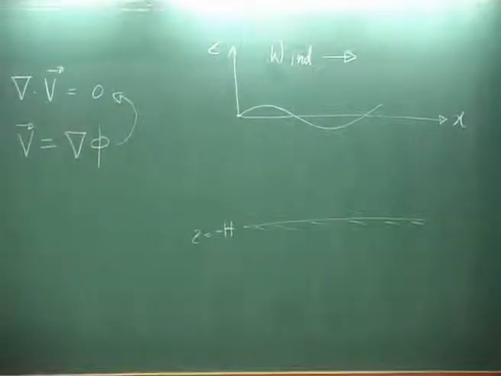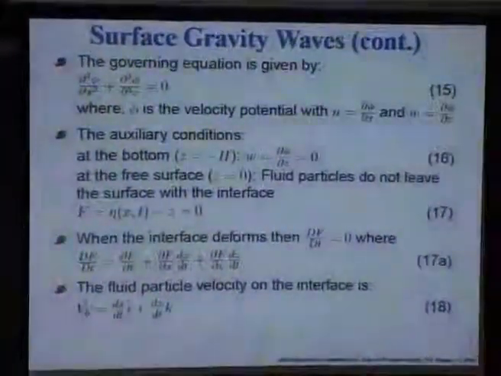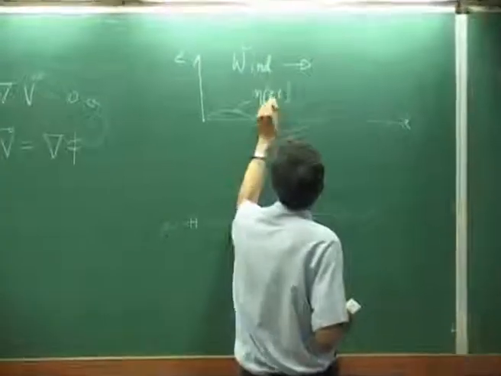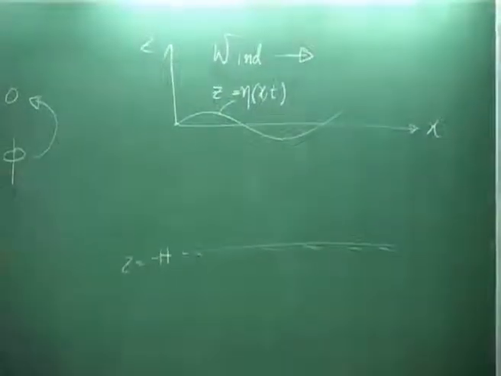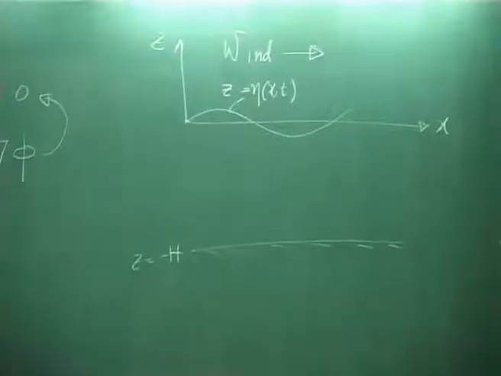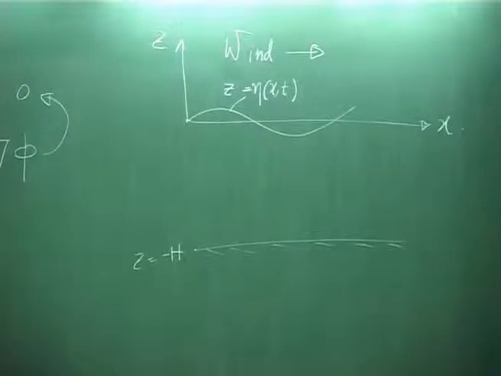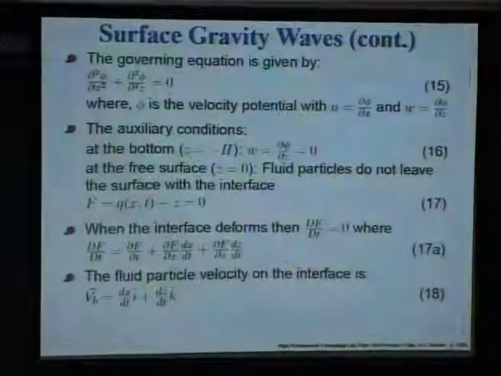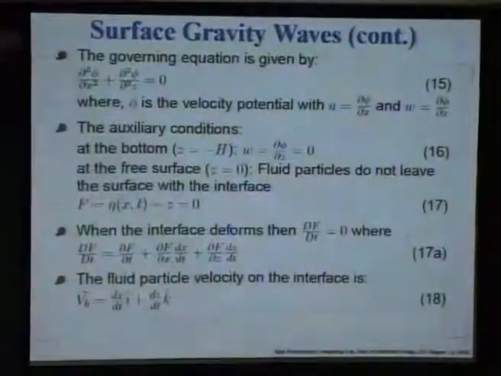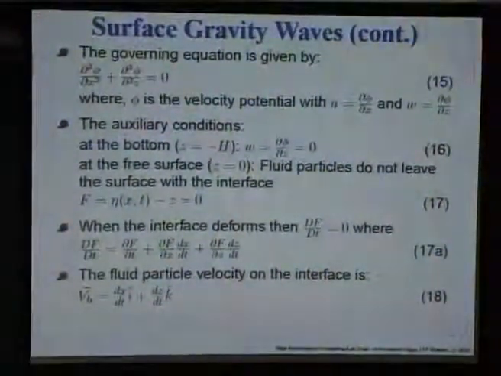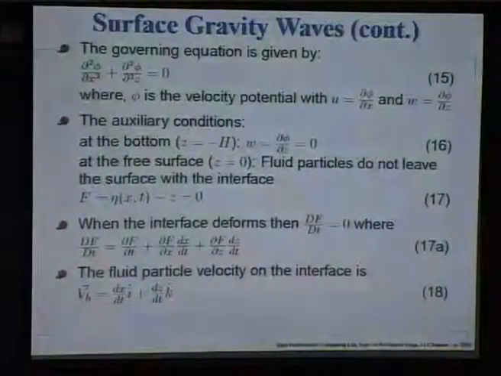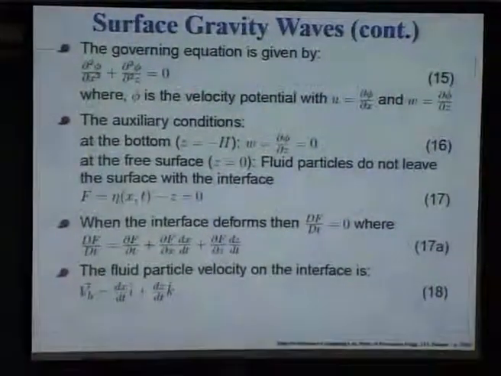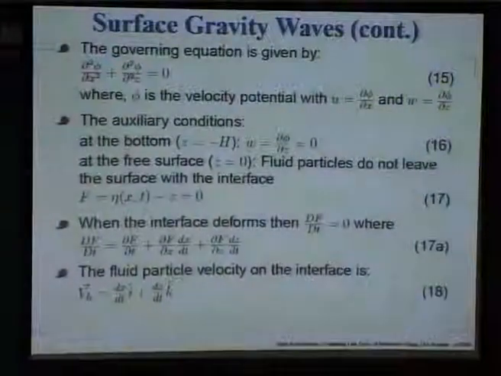So, at the free surface, we will say that the fluid particles would not leave the surface, and this interface equation, as I told you, is given by eta of x t, that is your z. So, what I can say is I can define a function capital F, which is nothing but eta x t minus z equal to 0. That defines the interface geometry. When of course the interface deforms, then what we would expect is that its total derivative would be equal to 0, where the total derivative is given by the local part, the local time variation part, and the other one that could be caused because of the motion of the fluid itself. That is the convective part.